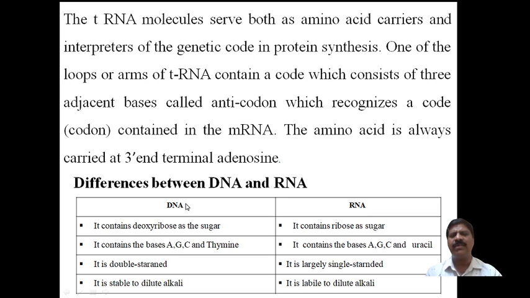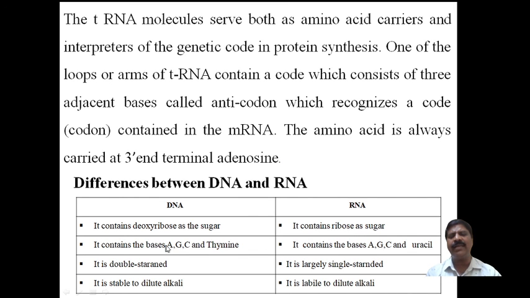Now come to the differences between DNA and RNA. They may ask you to write any two differences between DNA and RNA. The first difference is that DNA contains deoxyribose as the sugar. The pentose sugar in DNA is deoxyribose, whereas in RNA the pentose sugar is ribose.